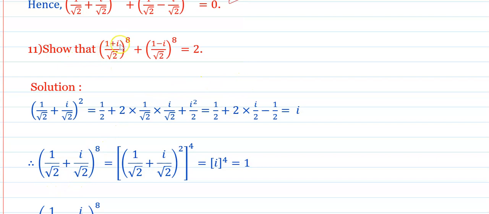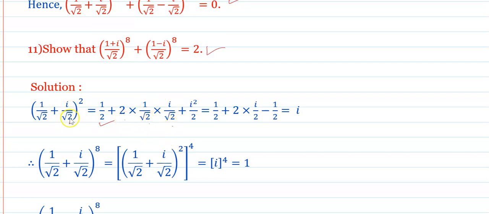Show that ((1+i)/√2)^8 + ((1−i)/√2)^8 equals 2. Again, do the expansion of (1/√2 + i/√2)^2. It is a similar problem. (1/√2)^2 means what? 1 upon 2. Middle term, 2 into 1/√2 into i/√2.